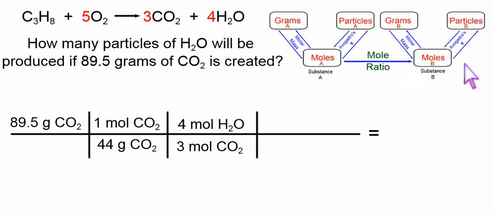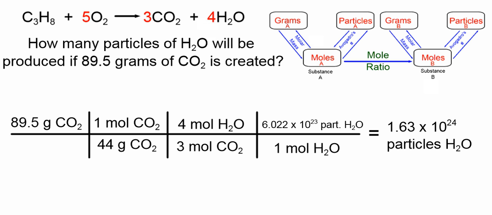Now moles will go on the bottom, which is always 1. Only the mole ratio can use something other than 1. So those come from my coefficients. Now, if I were going to grams, I would use the molar mass, and the molar mass of water is 1 plus 1 plus 16, which is 18. But I'm going to particles. So we use Avogadro's number, which is always the same. It's 6.022 times 10 to the 23rd particles of H2O. So now I multiply the top and divide the bottom. And my answer is 1.63 times 10 to the 24th particles of water.